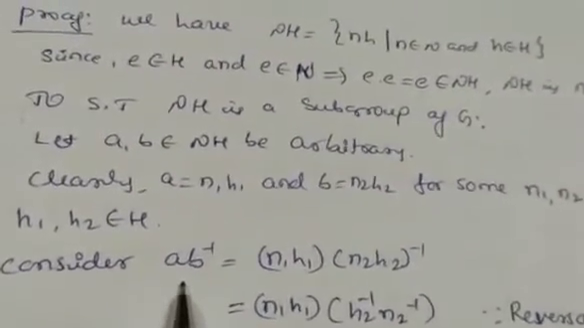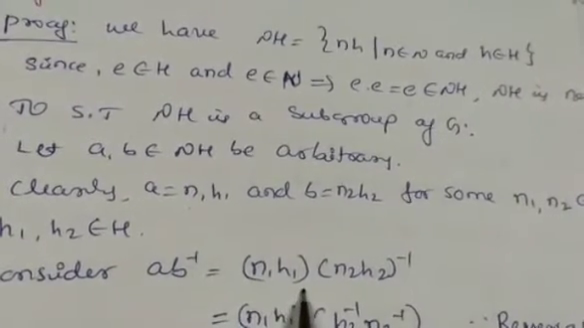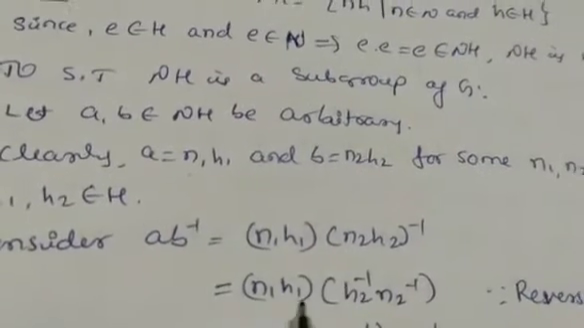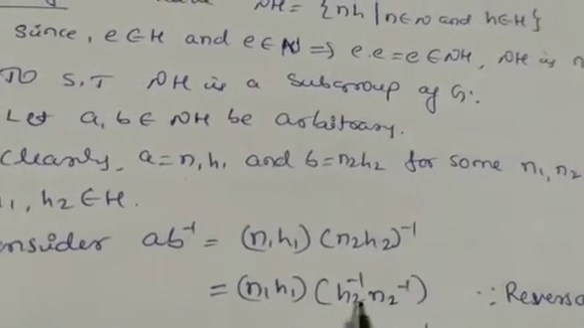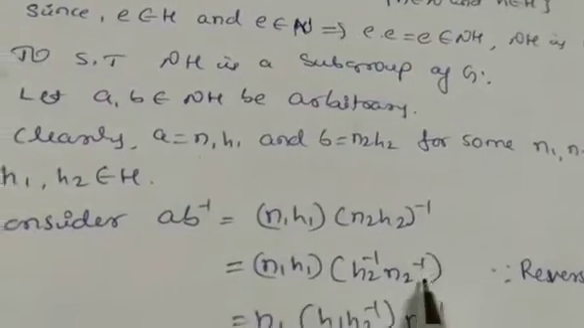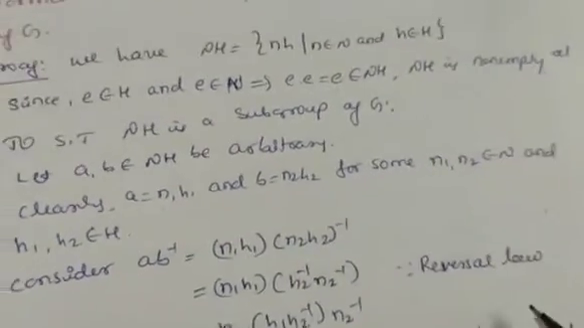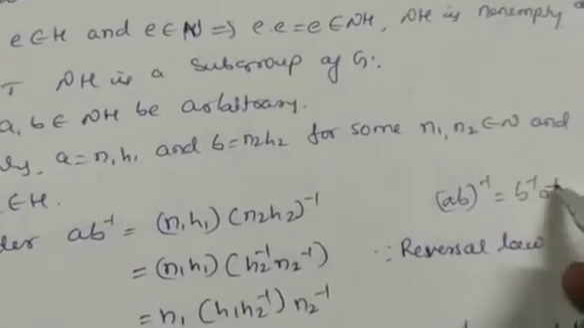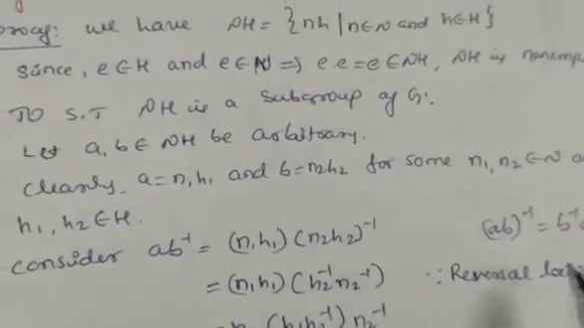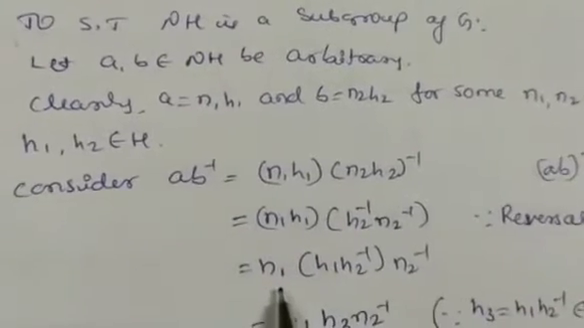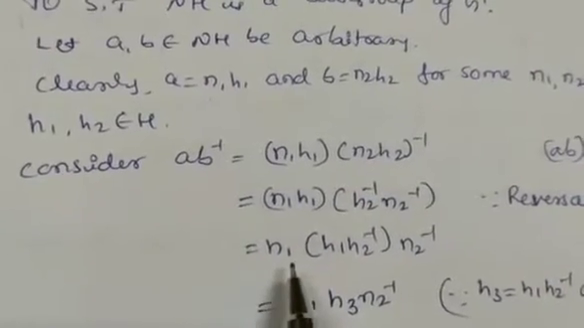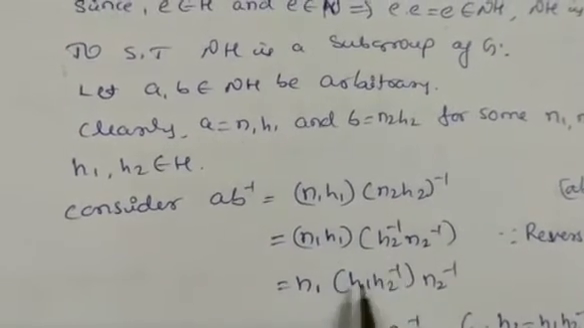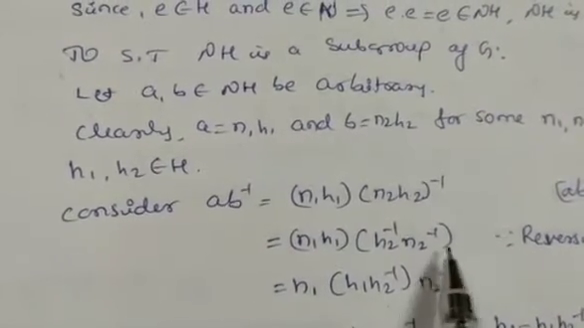So let us consider ab inverse is equal to n1 h1 times n2 h2 inverse. This is a and b. So for n1 h1, apply this reversal property: this is h2 inverse n2 inverse, because we know (ab) whole inverse is equal to b inverse a inverse. We can call this one the reversal property. So it is equal to n1. Let us group this one: h1 h2 inverse times n2 inverse.